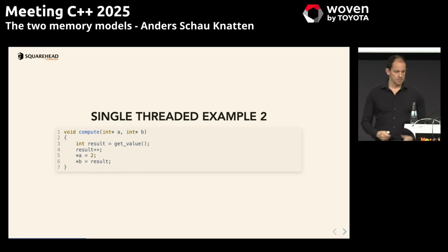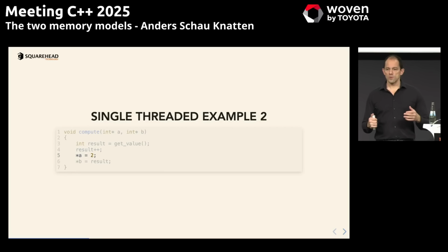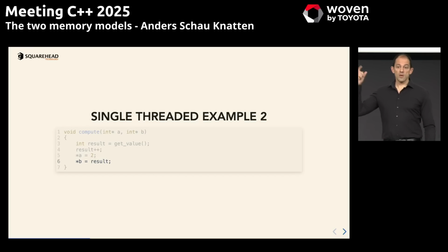OK, next example. Now I have two non-const pointers. I start by initializing a result by calling some getValue function that we don't see here. Then I increment the result. Then I store 2 to wherever A is pointing. And I store the result to wherever B is pointing. So the thing I got from getValue, incremented with ++.